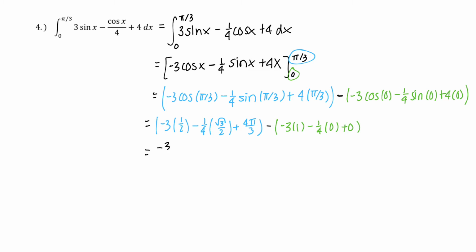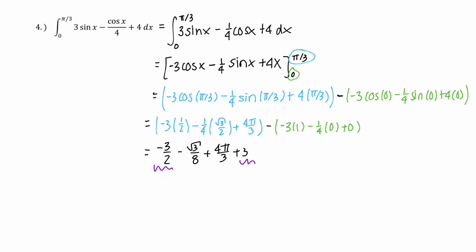So let's see, we have negative 3/2 minus root 3 over 8 plus 4 pi over 3. And then this would be minus negative 3, so that's going to be plus 3. And something to keep in mind here, we can only combine 2 of these terms together. So this term here and this term here are the only terms that can be combined. So 4 pi over 3 and root 3 over 8 are not like terms. This one because it has a radical and this one because it has a pi.